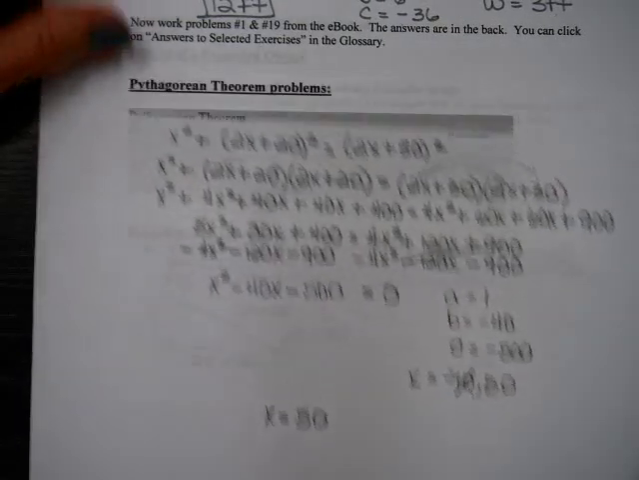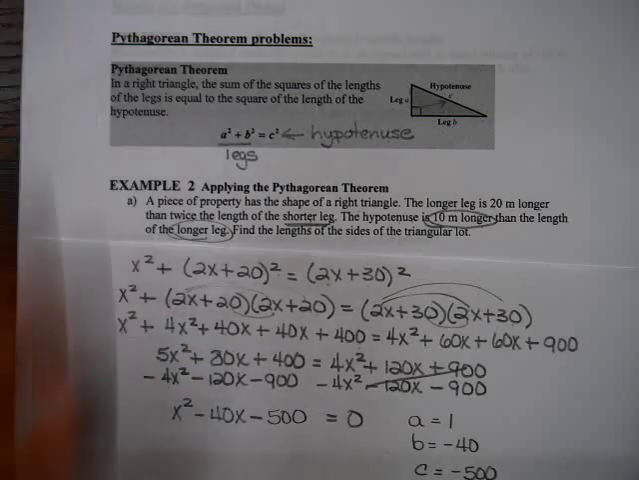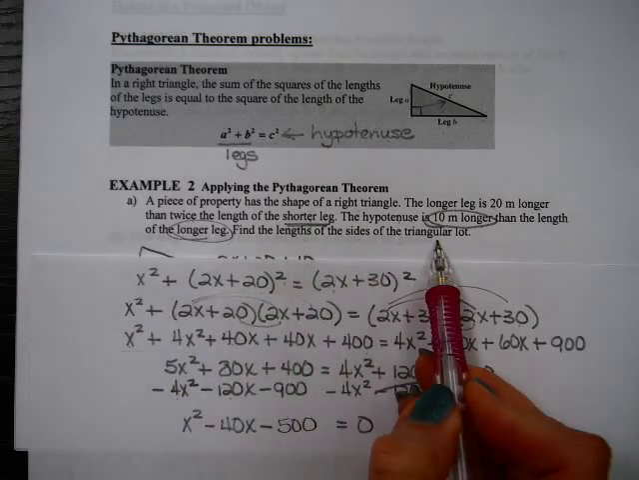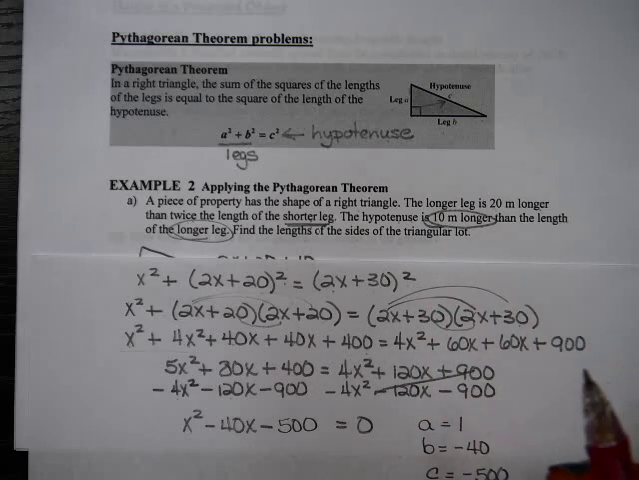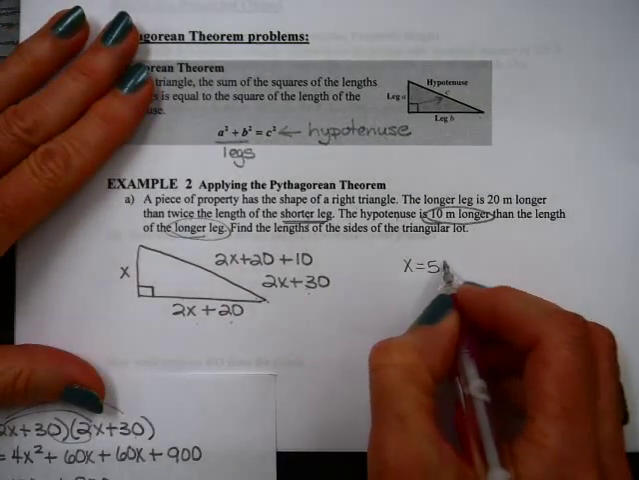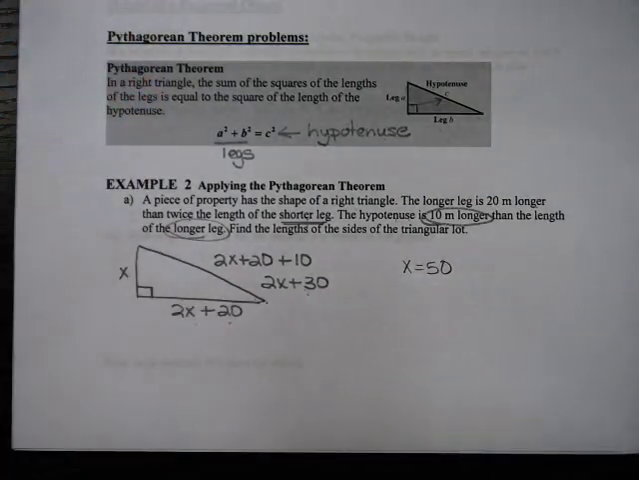All right, are we answering the question? Well, let's look back. Find the lengths of the sides of the triangular lot. That means we need to find all three sides, and all we have so far is that x is equal to 50. So let's get the other two sides.